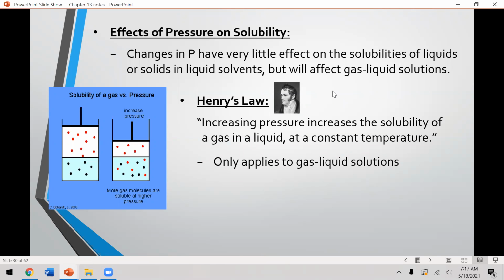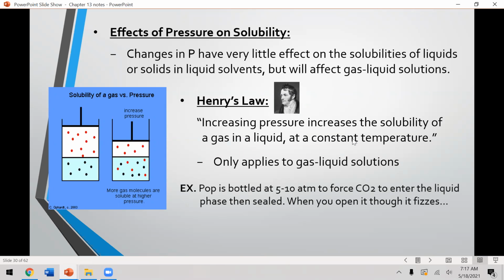So Henry's law basically says increasing pressure increases solubility of a gas in a liquid when you're at constant temperature. But this really only applies to gas-liquid solutions or systems. So think about bottling pop, Coke, soda, whatever you call it. We bottle Coke and other pops at about 5 to 10 atmospheric pressure. And that's basically to force the carbon dioxide to enter the liquid phase, and then they seal it.